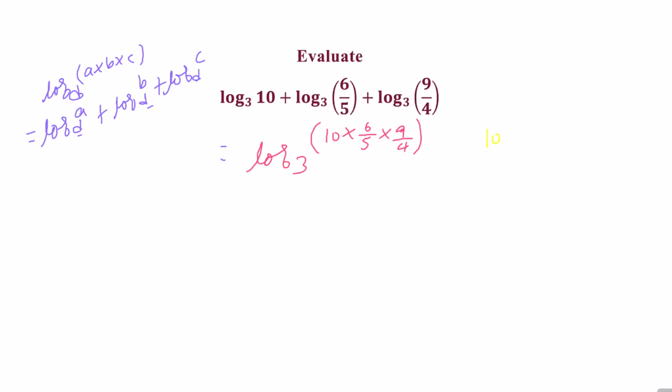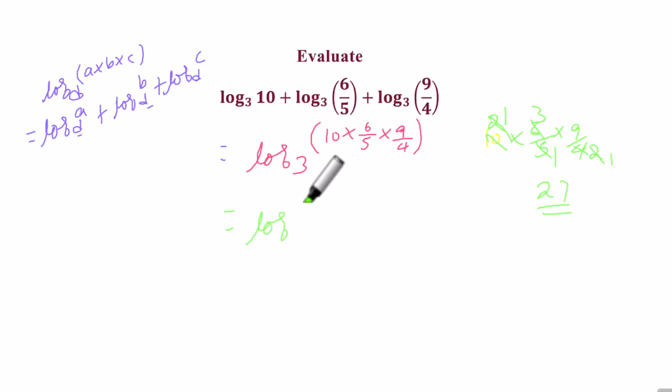10 times 6/5 times 9/4. By 5 this one, by 5 this becomes 2. By 2, just 1, by 2, 2, by 2, this is 1, by 2, this one 0. 3 times 9 is what? 27. Yes, so it becomes what?